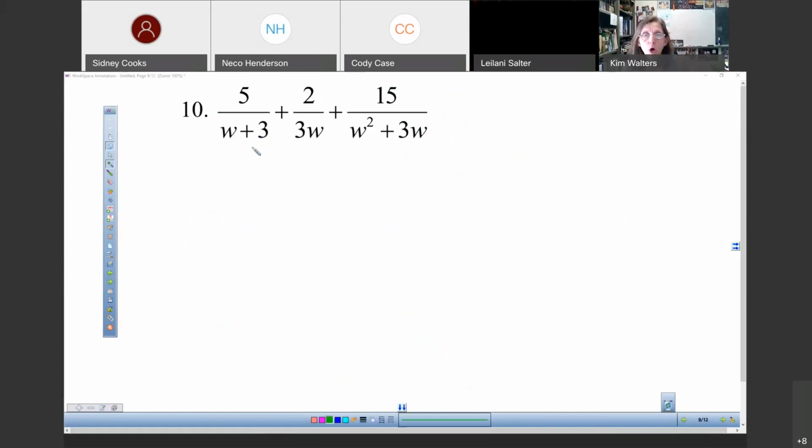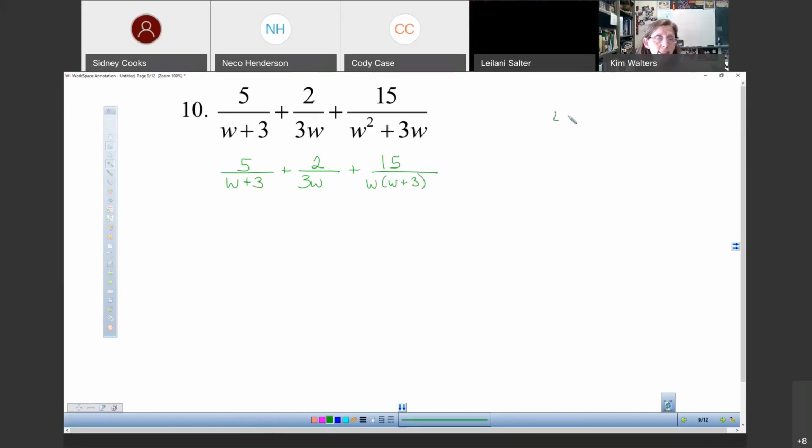So we've got 1, 2, 3 pieces that we want to add together. Okay. Before I do anything, I want to factor my denominators. If you don't factor your denominators, it makes it a whole lot harder to figure out what your least common denominator is. So for this first one, I can't do anything. There's nothing I can do to factor w plus 3. So I'm just going to write 5 over w plus 3. And I can't even factor the second one. I just get 2 over 3w. However, I can factor w squared plus 3w. I can factor a w out of this, okay?